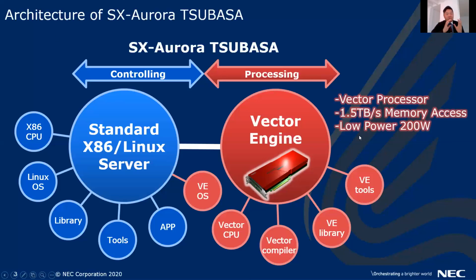The big feature of this processor is memory bandwidth, 1.5 terabytes per second per processor, with low power consumption, 200 watts. As you know, today's issue of HPC systems is power consumption. The power consumption per system is getting higher and higher. In order to reduce or maintain power consumption per system, lower power consumption per node or per processor is very important, I think.